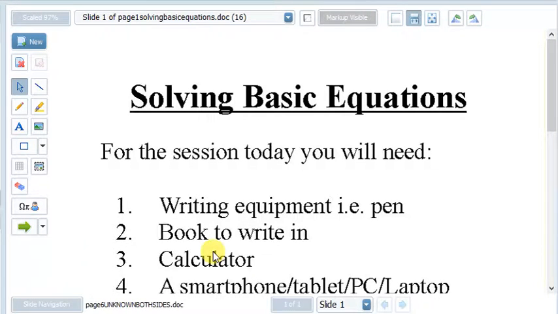Hi, so today we're going to look at how to solve basic equations. Now this is probably one of the most important topics for a young mathematician, as it branches off into a lot of different areas like Pythagoras, trigonometry, etc.